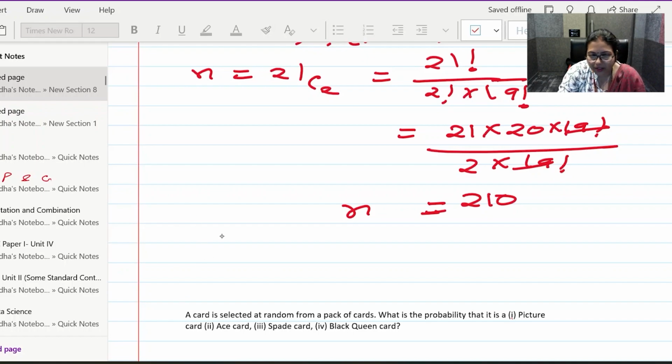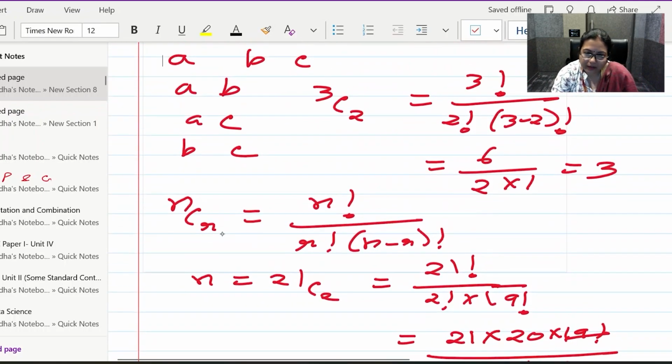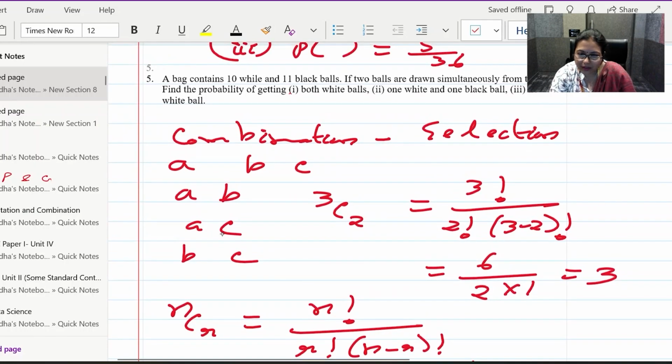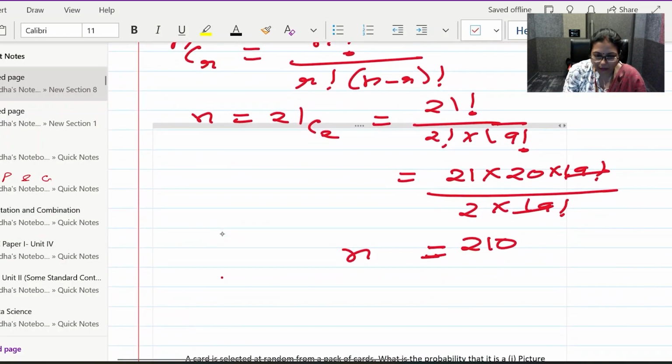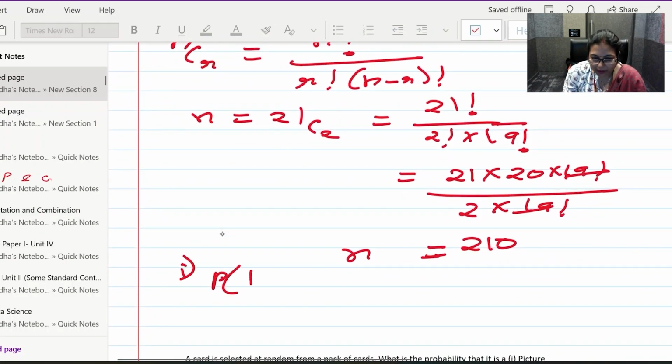Now the first question, let me go back to the question, what is given here. The first question is that both will be white ball. Second question, one white and one black, then no white ball. So let us come to the first question, both white ball. First question, probability, that is both are white ball.